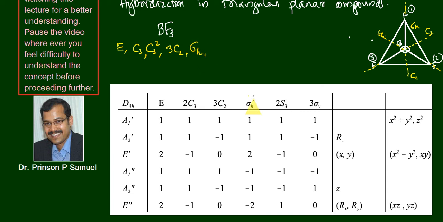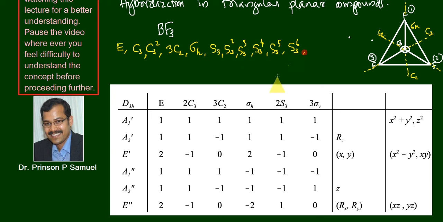So three C2 operations. And then a sigma h operation is there. Then in addition to that, there are S3 operations. What are S3 operations possible? S3 is there. Then S3 square is there. S3 cube is there. Then S3 raised to 4, or S3 4 times, is there. Then S3 5 times is there, and S3 6 times is there. So these are the S3 operations available.